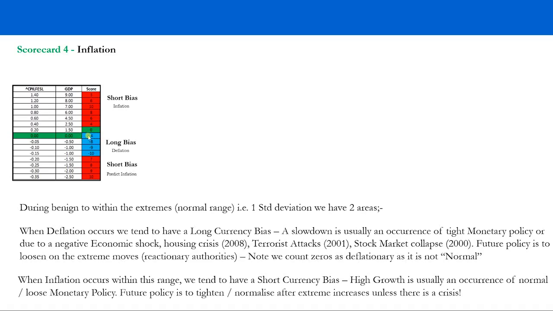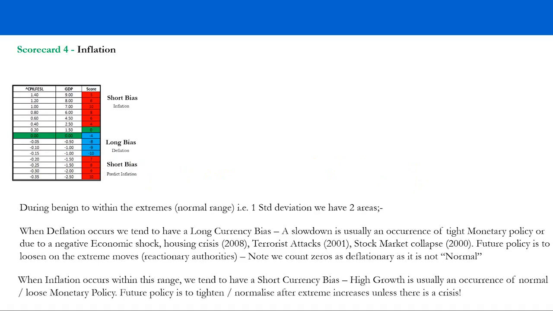0 gives us a deflationary reading and a long bias. We have a long bias with more conviction until we get to around here, and then we have to be prepared to flip around. We have to be prepared to predict action and predict inflation in the future and flip to a short currency bias.